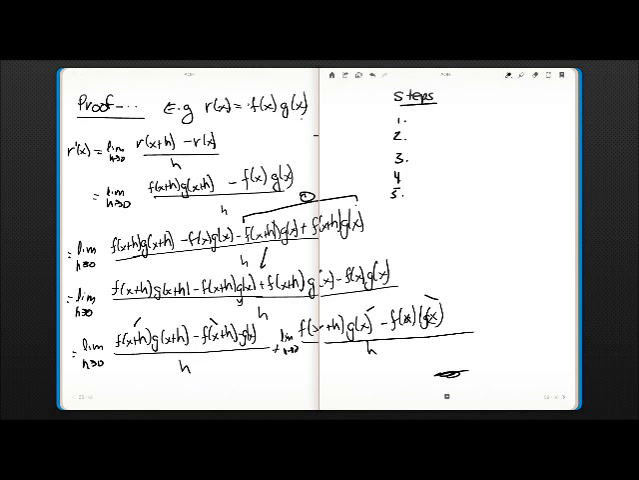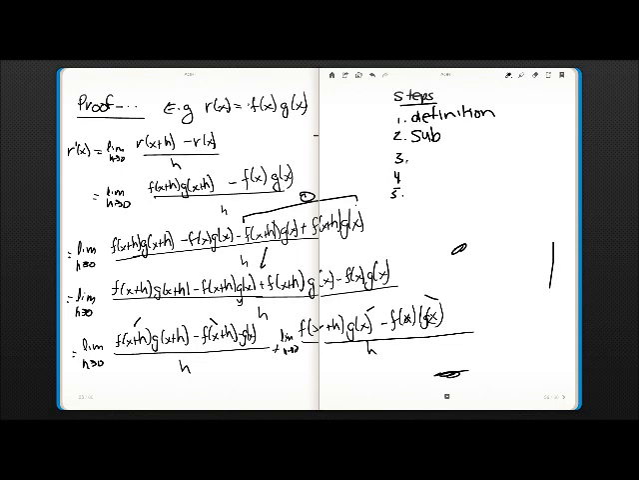So the first step is to write down the definition, which is r of x plus h minus r of x, all over h. Then you're supposed to sub the function in, and it will be f of x plus h times g of x plus h minus f of x times g of x, all over h.